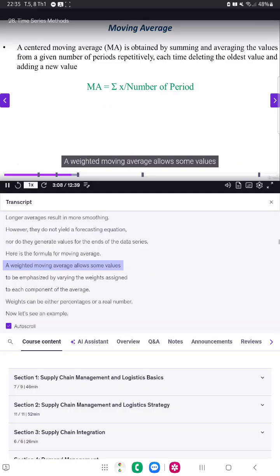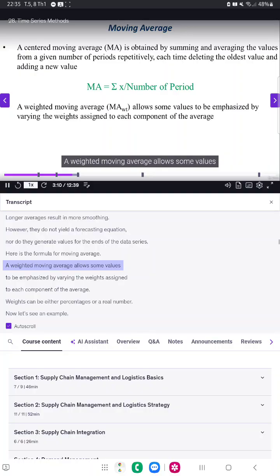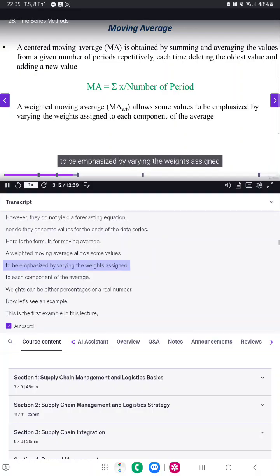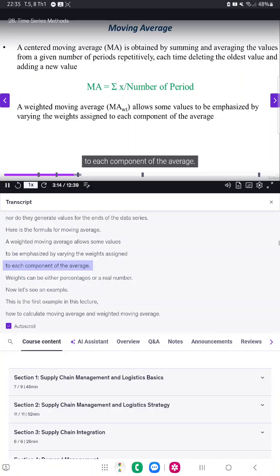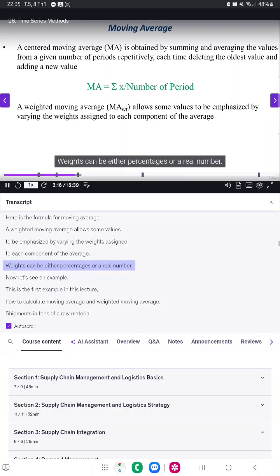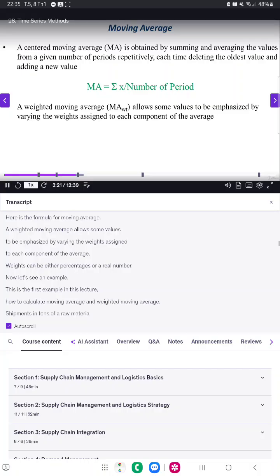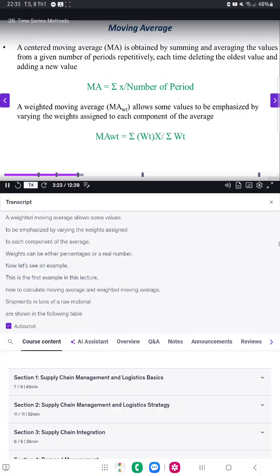A weighted moving average allows some values to be emphasized by varying the weights assigned to each component of the average. Weights can be either percentages or a real number. Now let's see an example.